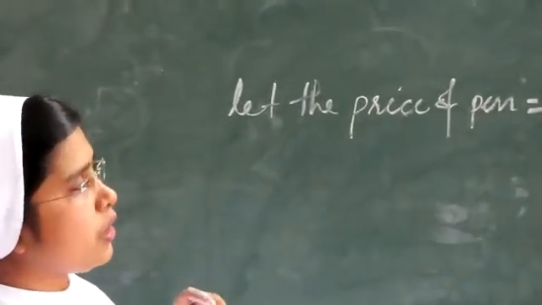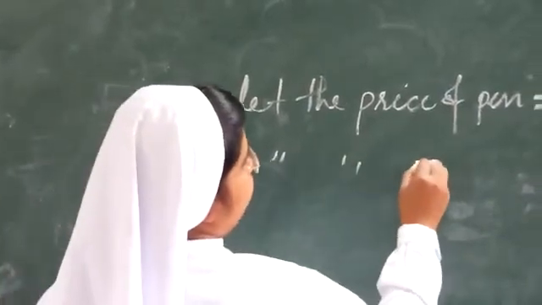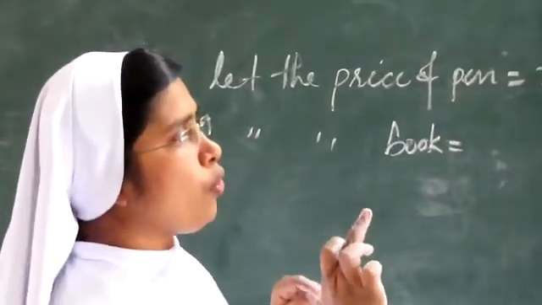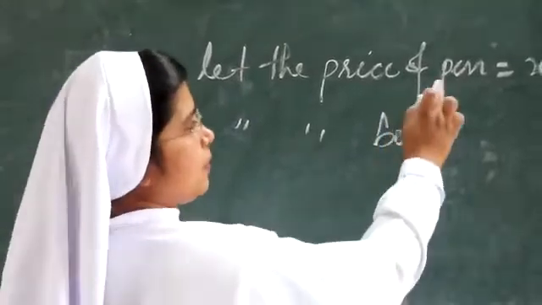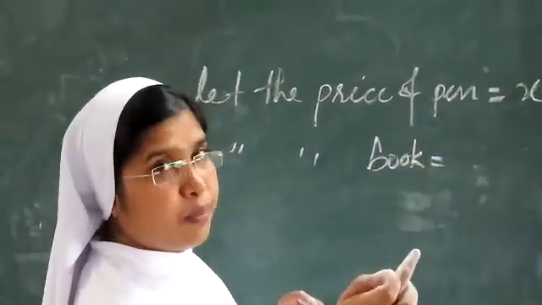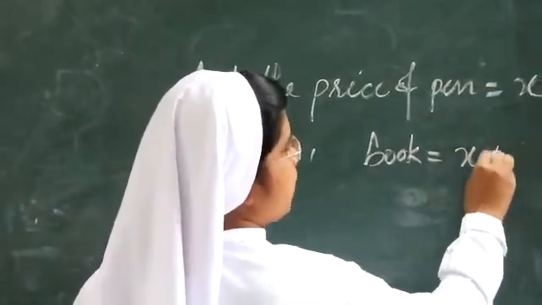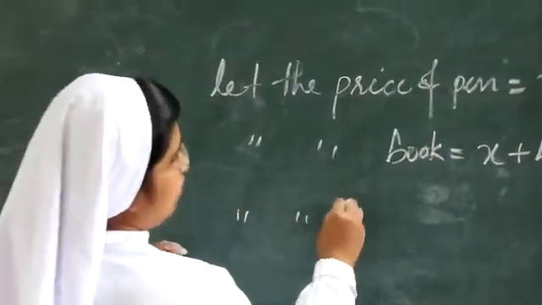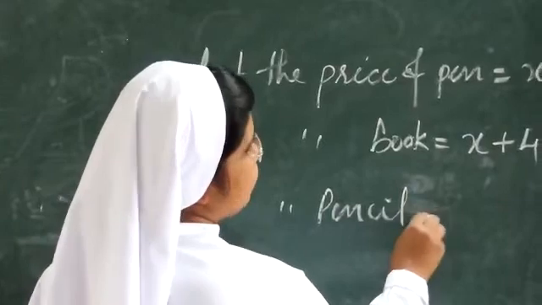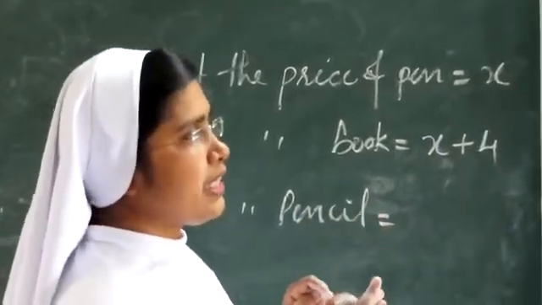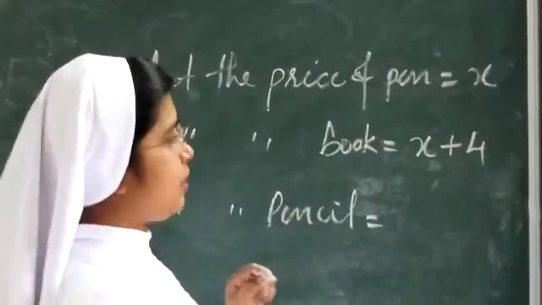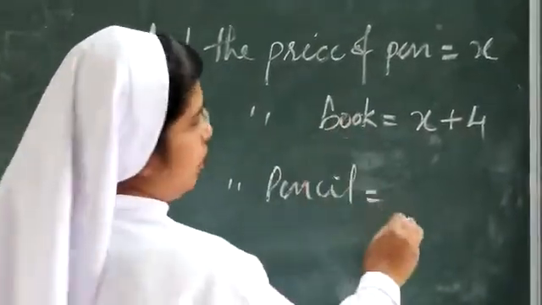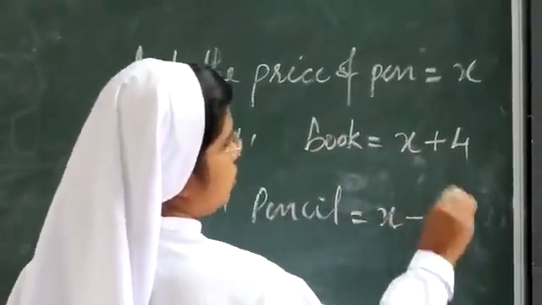Now, what is the price of the book? The price of book is 4 rupees more than the price of pen. So, what is the price of pen? x. 4 rupees more than the price of pen means x plus 4. Is it clear? Yes. Now, what is the price of pencil? The price of the pencil is 2 rupees less than the price of pen. What is the price of pen? x. Now, what is the price of pencil? 2 rupees less, so x minus 2.